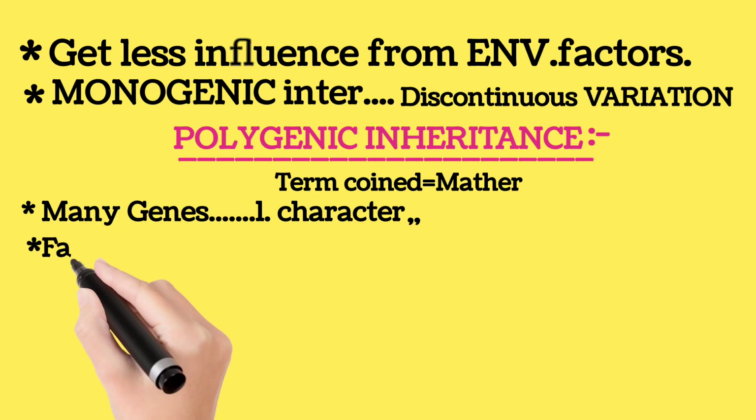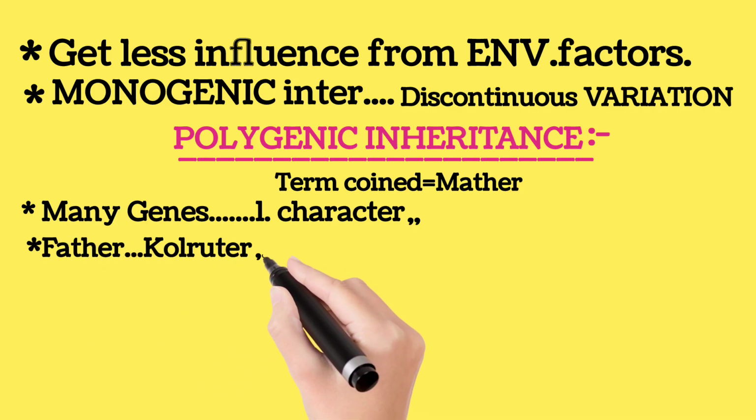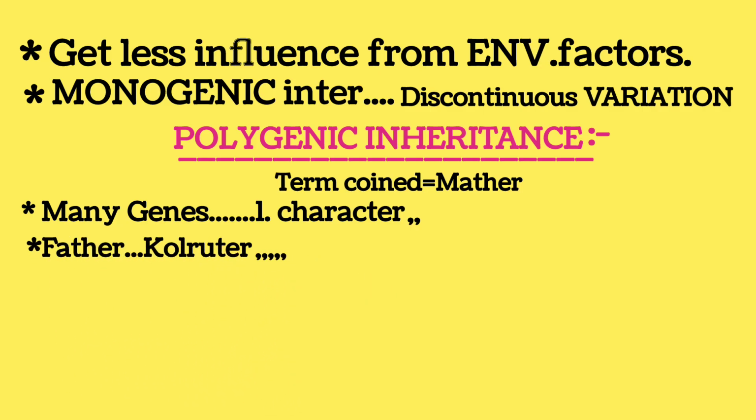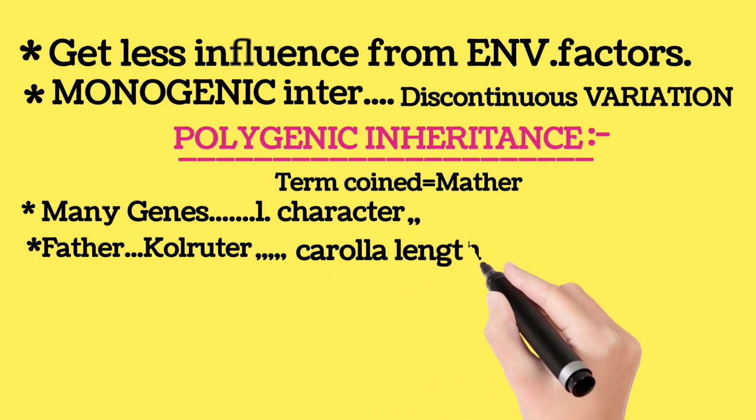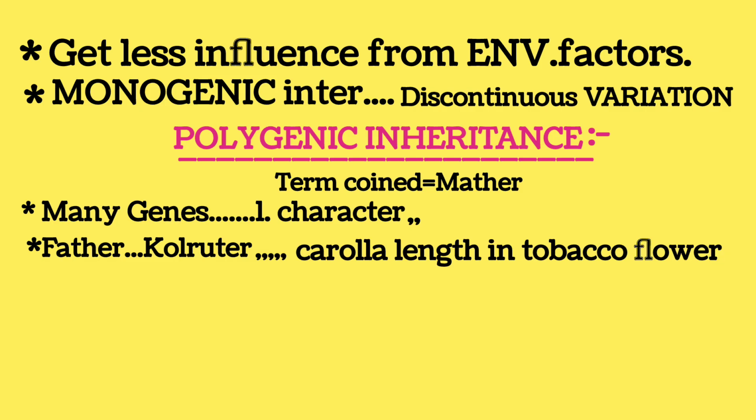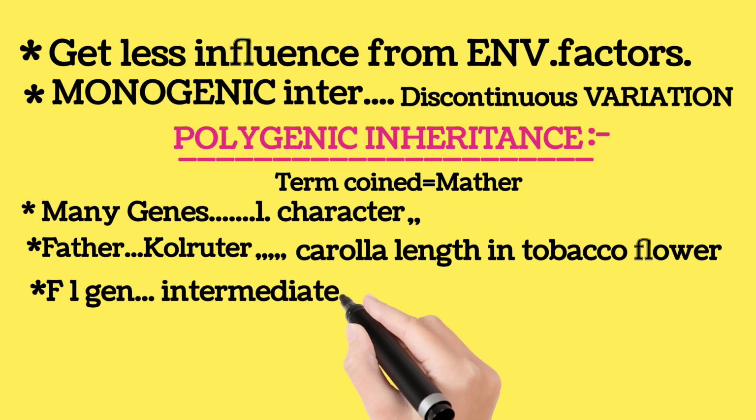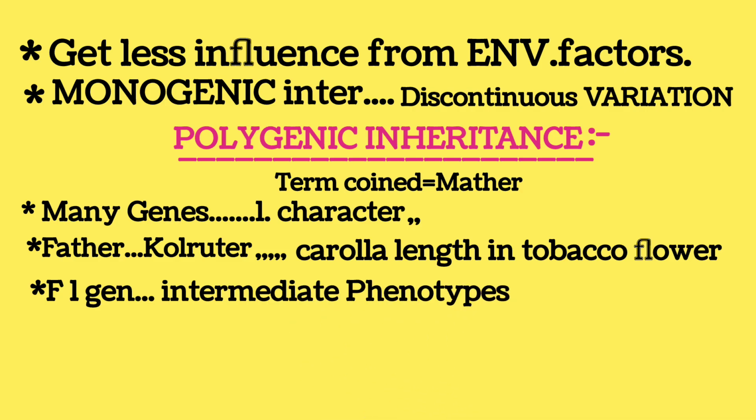Dear friends, the father of polygenic inheritance is considered to be Carl Reuter. He first discovered polygenic inheritance in corolla length in tobacco flower. In polygenic inheritance, the F1 generation formed are all intermediate phenotypes. They do not resemble any parent.